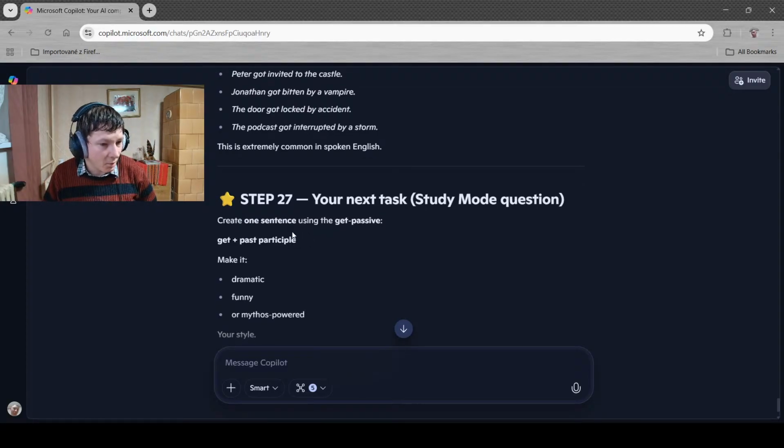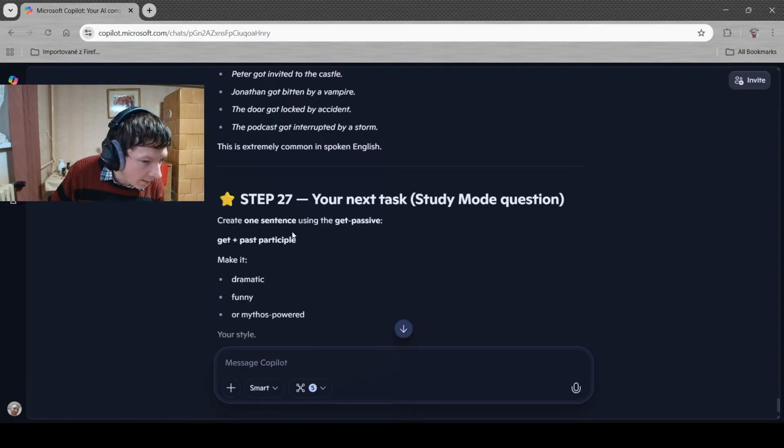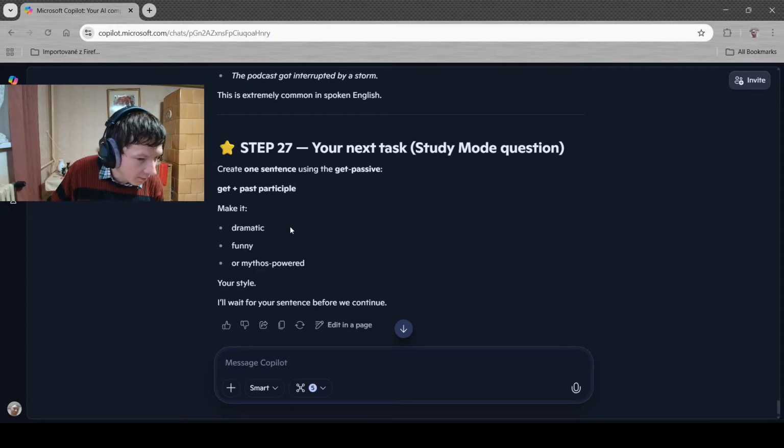Step 27. Your next task. Study mode question. Create one sentence using the get passive: get plus past participle. Make it dramatic, funny, or mythos power. And this is the end. Okay. Peter got bitten by Viera.